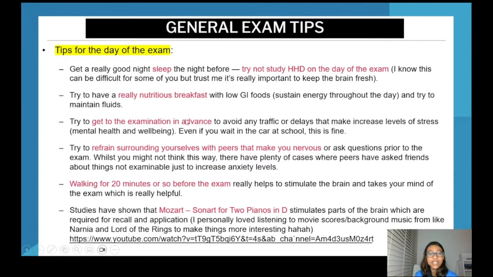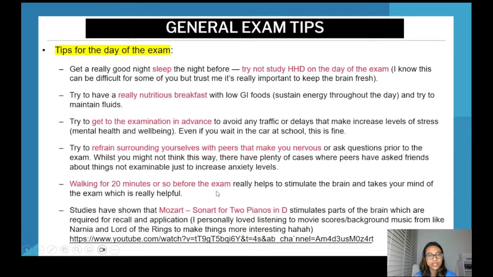My favorite tip out of all of these, apart from sleeping very well and eating a very nutritious breakfast, is, guys, if you want to talk to your friends before the exam, but we all have those certain friends that make you super nervous and keep asking you questions. To be fair, I ask people questions. I was the one stressing before the exam. But try to stay away from people that stress you out before the exam, you know?